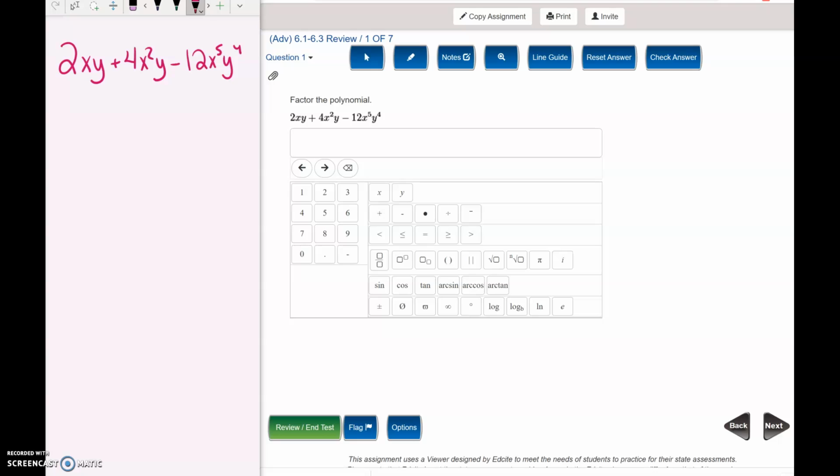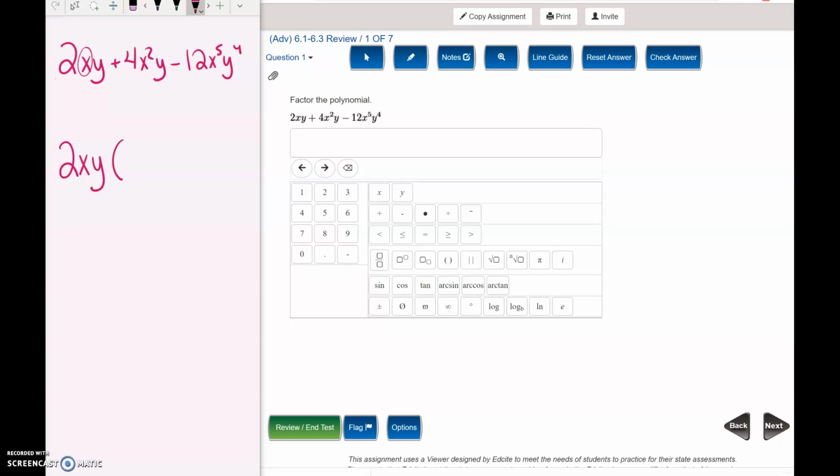First thing I want to think about is, what do the numbers have in common? 2, 4, and negative 12. I can definitely divide all of those by 2. Then x's. This first one has just an x. This one has x and x. This one has x, x, x, x, x. I can definitely take one of them out. So I'm going to take one x out of all of them. And they all have at least a y.